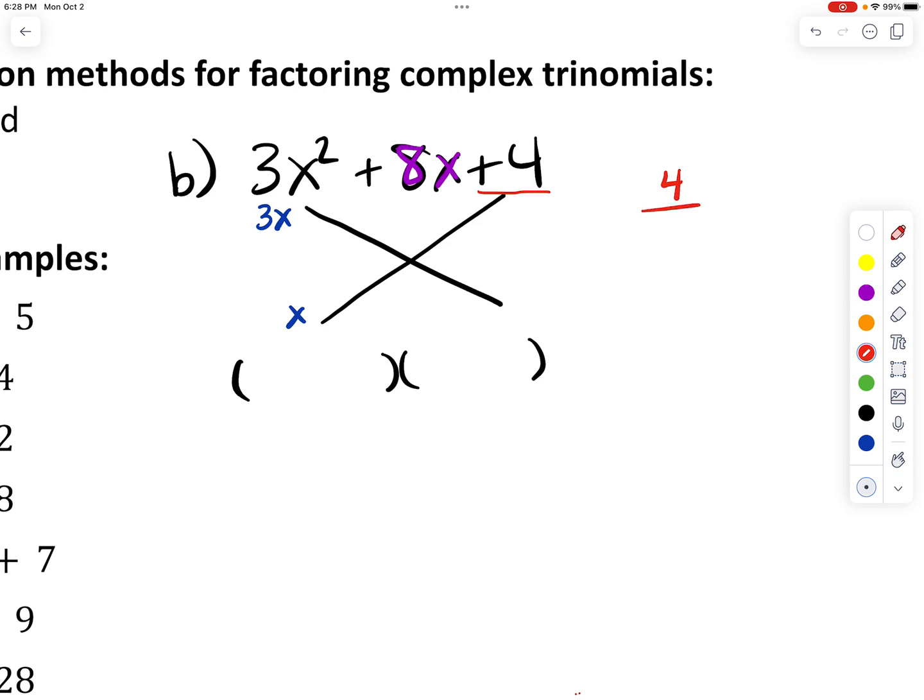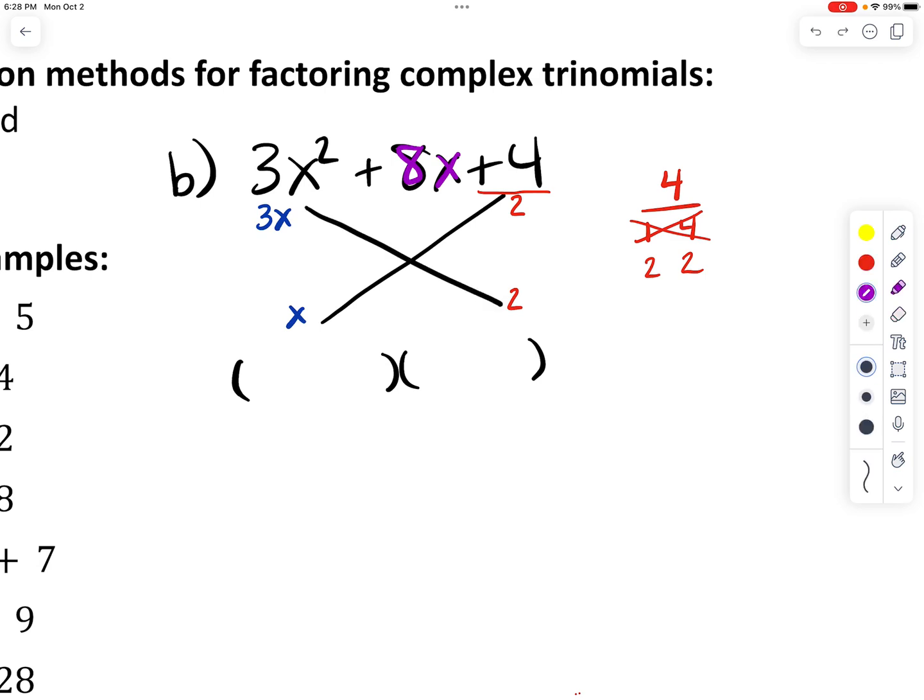It's a good idea when you have a number that's not prime, so a number that has a couple sets of factors, to make a list. So 4 could be 1 and 1 or 2 and 2. I just tried those in both spots and they didn't work. So I'll try my next set, 2 and 2.